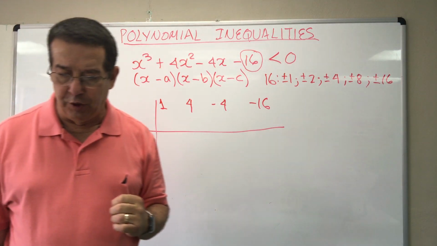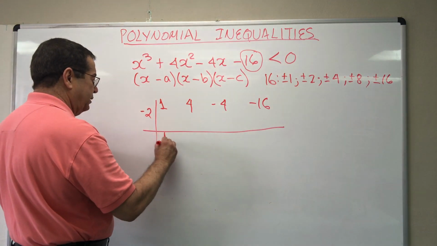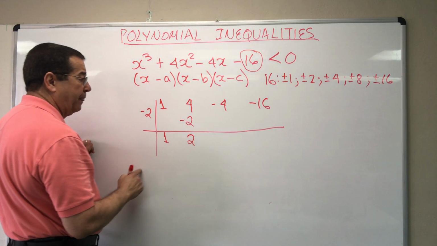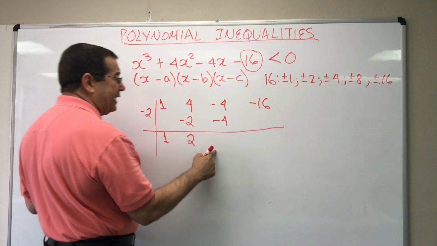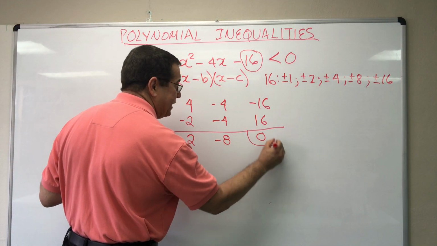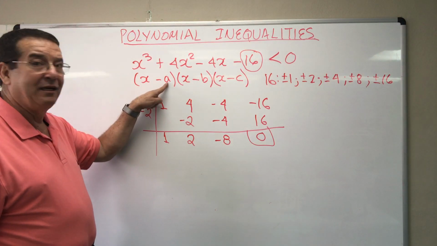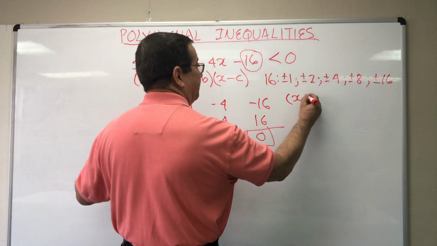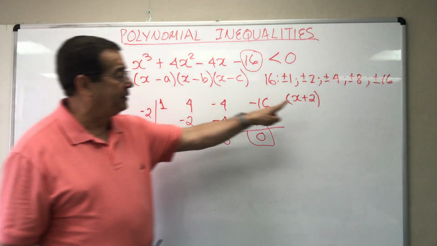For example, I'm going to use negative 2. Remember, you move 1 down, and negative 2 times 1 is negative 2, and what you add here is 2, okay? And 2 times negative 2 is negative 4, and when you add this, it's negative 8, and when you multiply here it is 16, and now it's going to be 0. Then negative 2 is 1 factor. Now a is negative 2. Then my first factor is x plus 2. Remember, because it's negative with this negative, it's going to be plus 2.